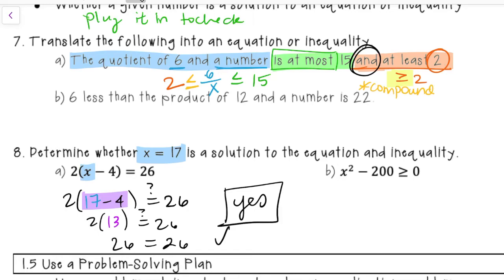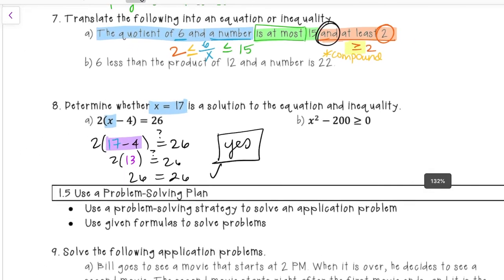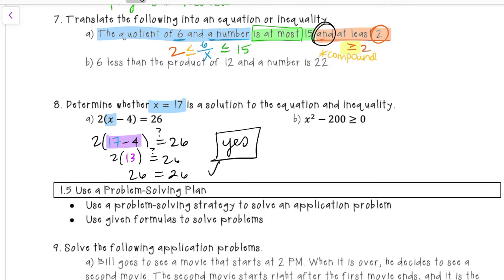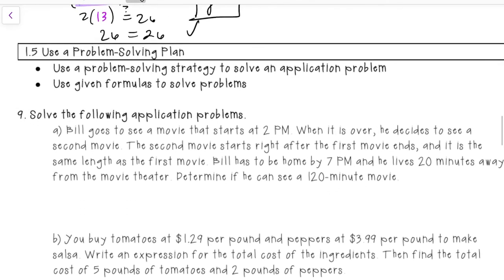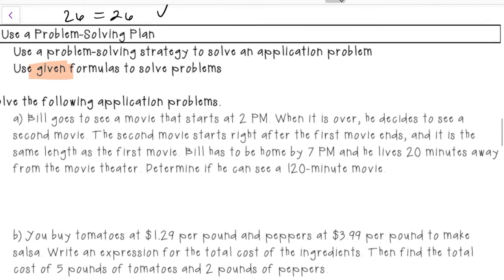So then for 8b, you're going to plug it in and find out if it is greater than or equal to 0. Then from section 1.5, we used our problem solving plans. So that might involve just a problem solving strategy to solve an application problem, or you might be asked to solve using a formula. And notice it says given formulas. So just like your quiz, you'll be given all of the formulas, you just won't be told what each one would be used for. So you have to know what those variables stand for. So in number 9a, we'll do that together.